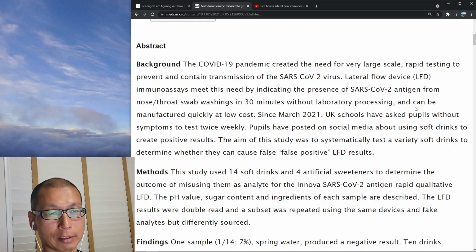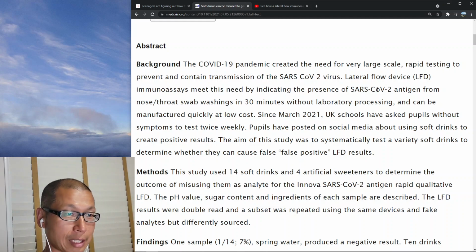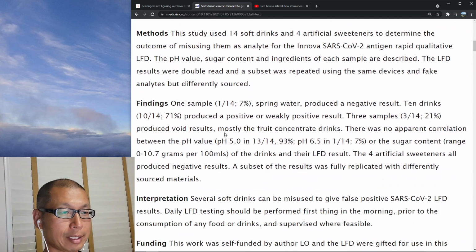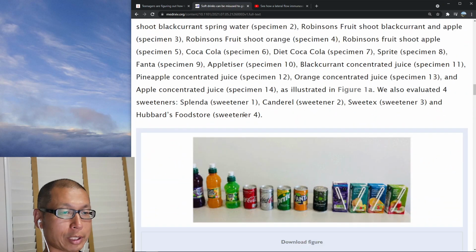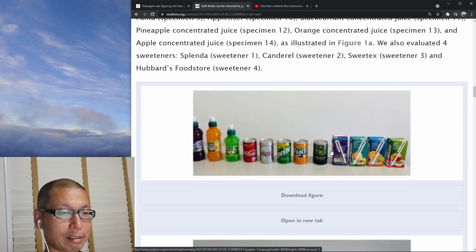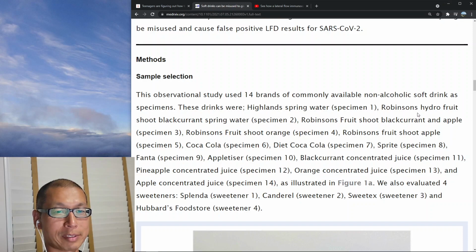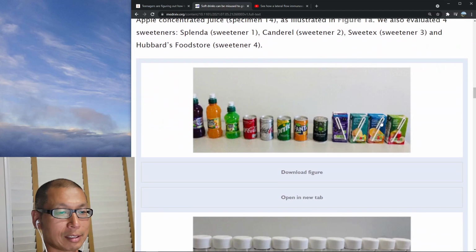This is what's often called a rapid antigen test. And what it is, it's looking for the protein, and it uses antibodies to look for the protein. So it's very similar to a pregnancy test, and it looks a lot like a pregnancy test, these lateral flow devices. So they used the Inova SARS-2 antigen rapid qualitative lateral flow device. And they basically got 14 different things. So here they are, like Sprite, Coke, Diet Coke, Fanta, different kinds of juices, and some Robinson's Hydro Fruit Spring Water. These must be things that are in the UK, because I haven't heard of these things.